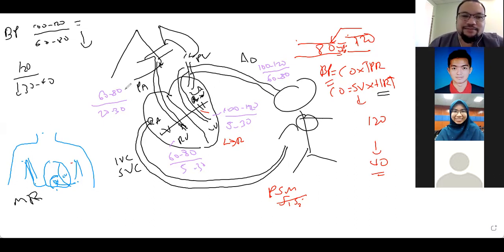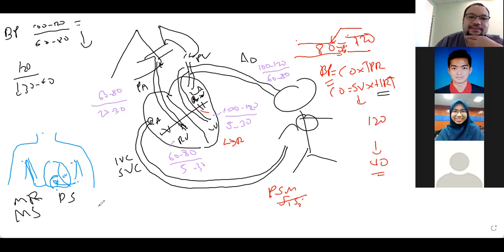How about MS? MS? Systolic ke diastolic? Diastolic. Sebab masa systolic dia tutuplah, dia dah sempit kan. Masa systolic dia sempit. Masa diastolic sepatutnya flow daripada left atrium masuk ke left ventricle, sekarang ada obstruction. Okay. Kita tengok. How about, so yang tricuspid akan lebih kurang sama dengan mitral. How about pulmonary?